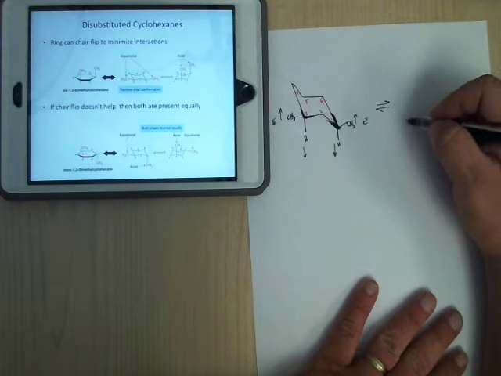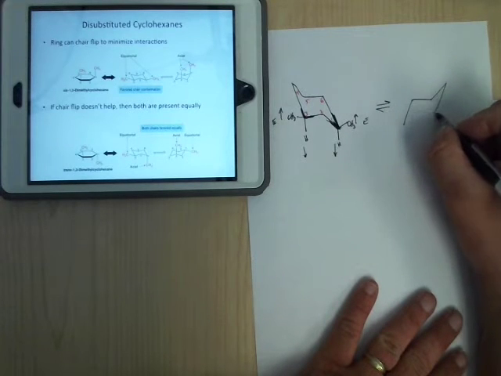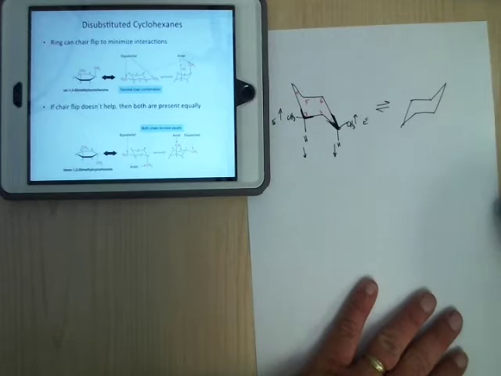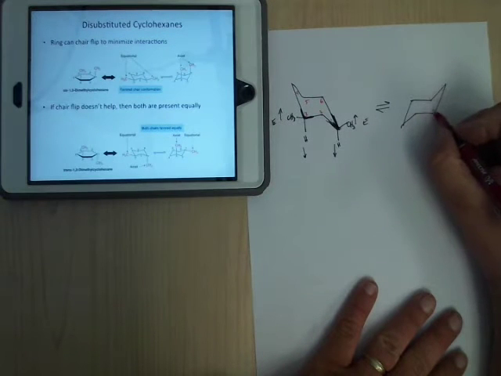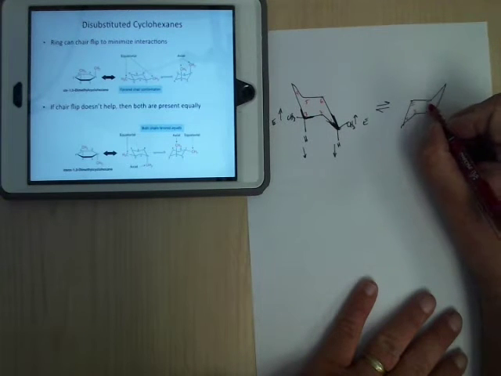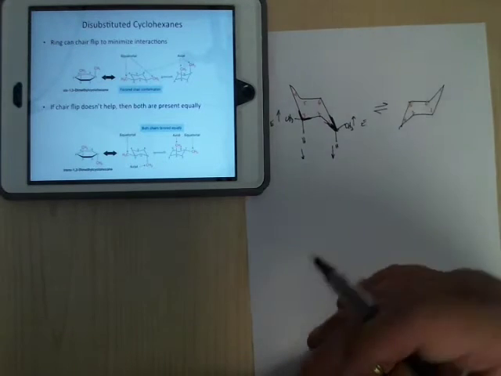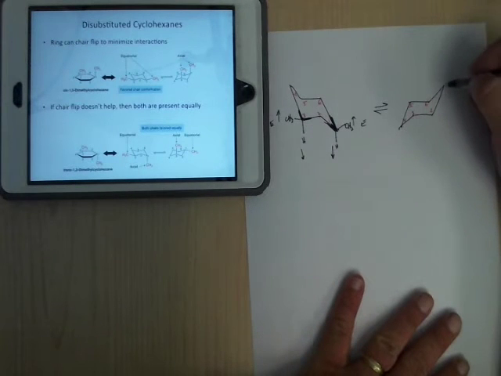Right, so we go right. So 1, 2, 3. Right. So it becomes 1, 2, 3, 4, 5, 6. Now all the axials and equatorials become switched, right? So this is still up, but notice the carbon-carbon bonds are pointed up, so now this becomes axial.